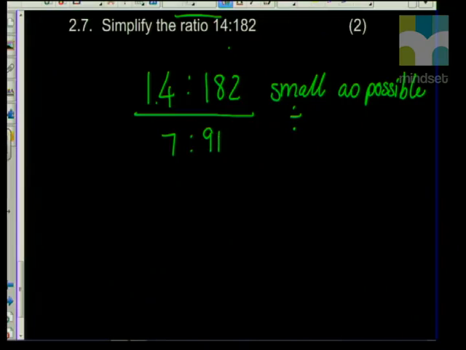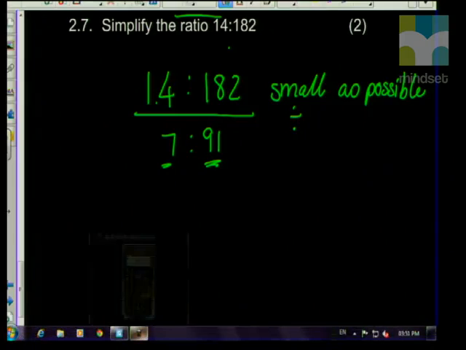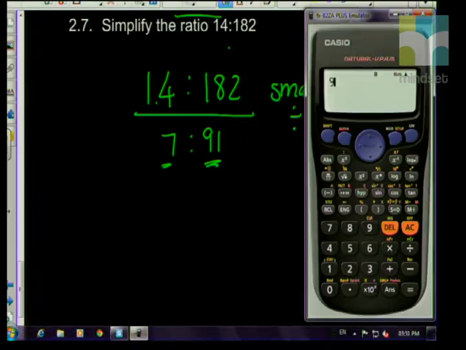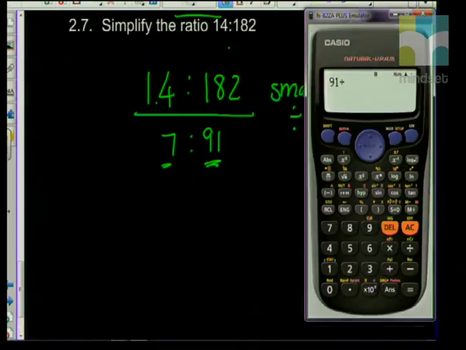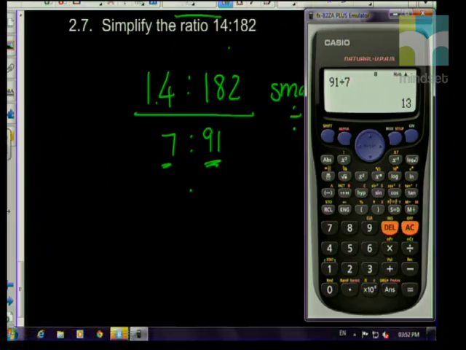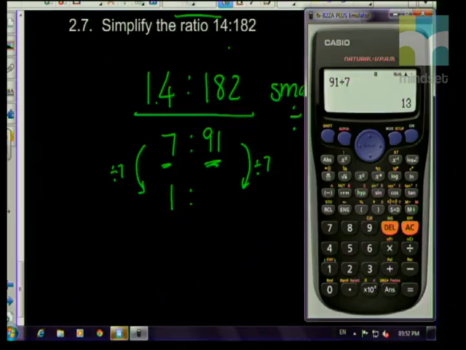Now those numbers I'm not very comfortable with. So I'm going to get out my calculator and see, because 7 is a prime number, I'm hoping that 91 can be divided by 7. So I'm going to try in my calculator to divide 91 by 7. So let's go 91 divided by 7. And that gives me 13, which is wonderful, because that means that 7 divided by 7, I get 1, and 91 divided by 7, I get 13.